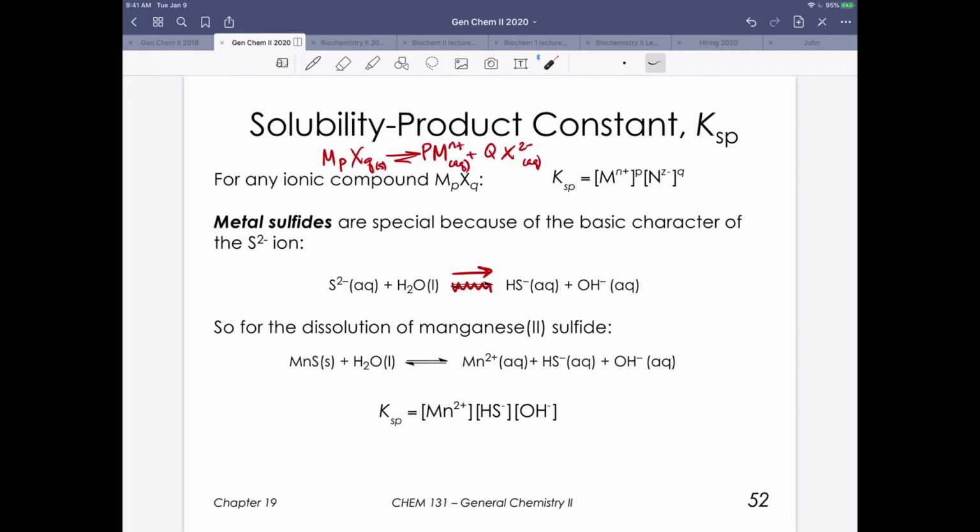So again, just to highlight here, we are not going to see S2-. S2-, if it's in solution, really appears as HS- and then hydroxide. So just one of those little things you want to make sure to keep in mind. If you see a metal sulfide, this is what your KSP is going to look like.